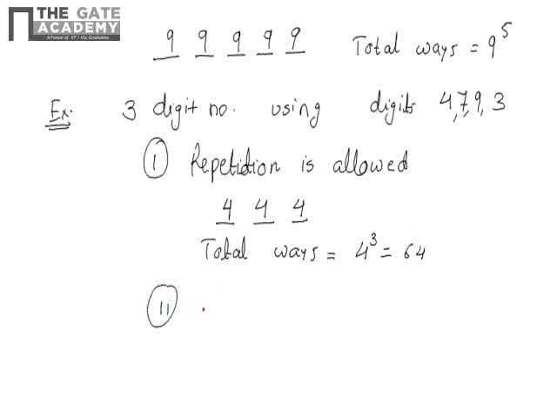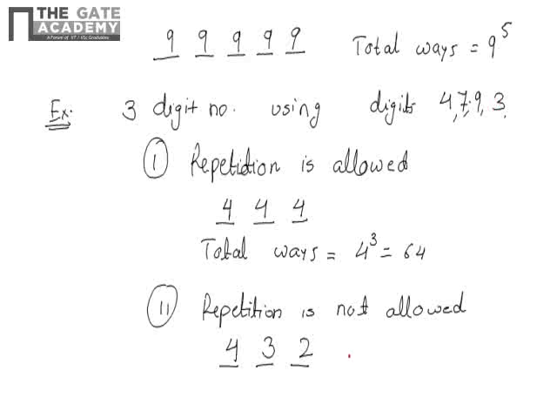In the second case, suppose it is written that repetition is not allowed. So in this case, the first digit can be chosen in 4 ways, the next in 3 ways because we can't repeat the digits. Suppose you have taken the first digit 7, then you cannot take this 7 at the second place, so you have to choose from these 3, and the last one from the remaining 2. So your answer will be 4 into 3 into 2, that is 24 ways.